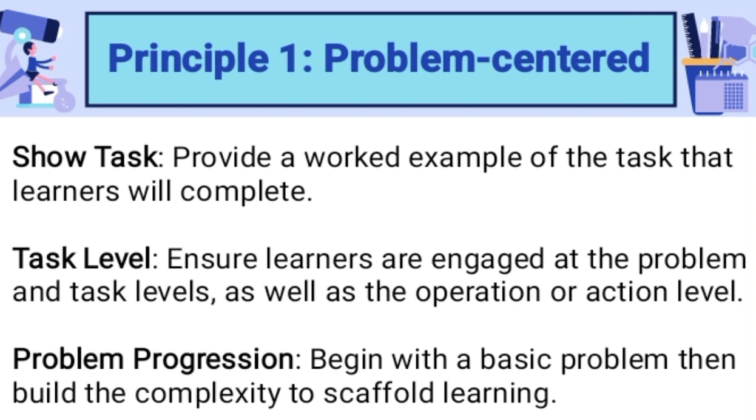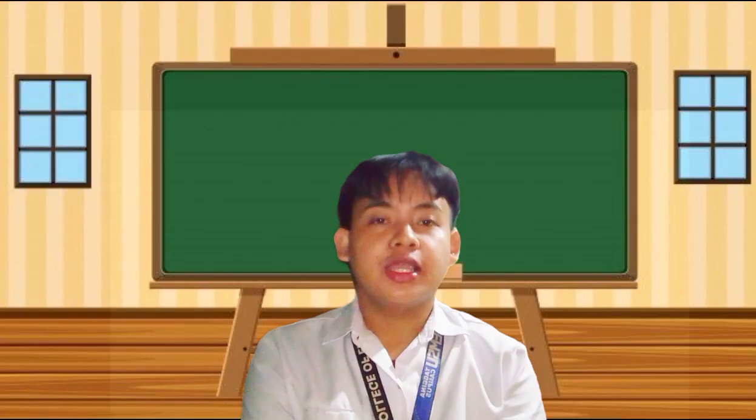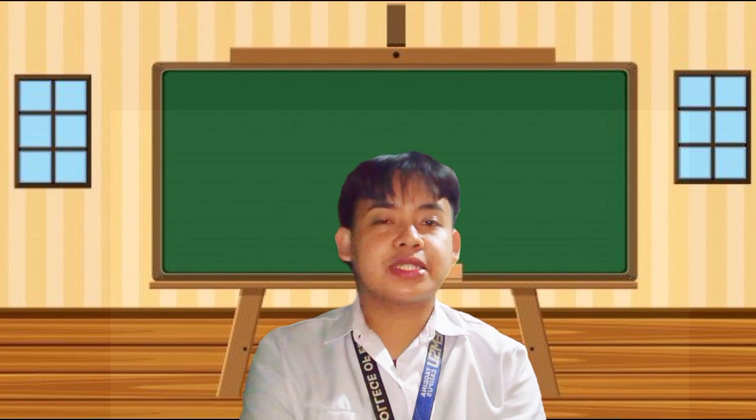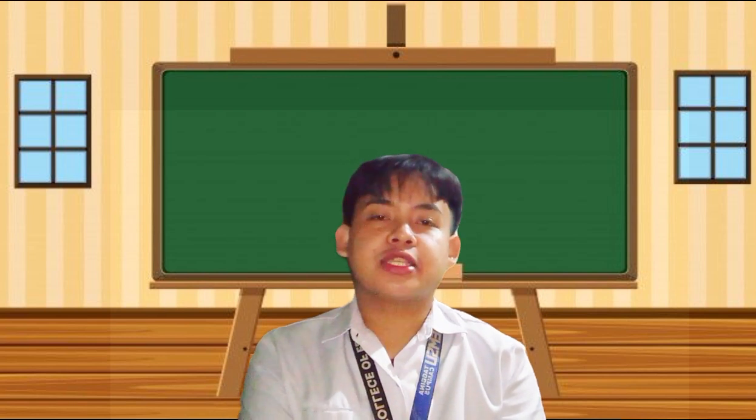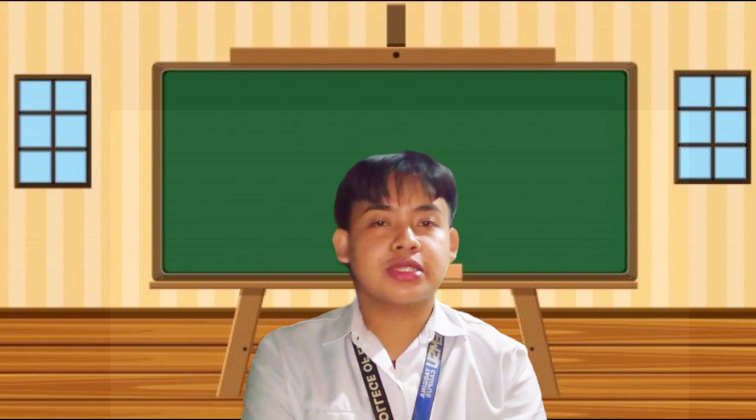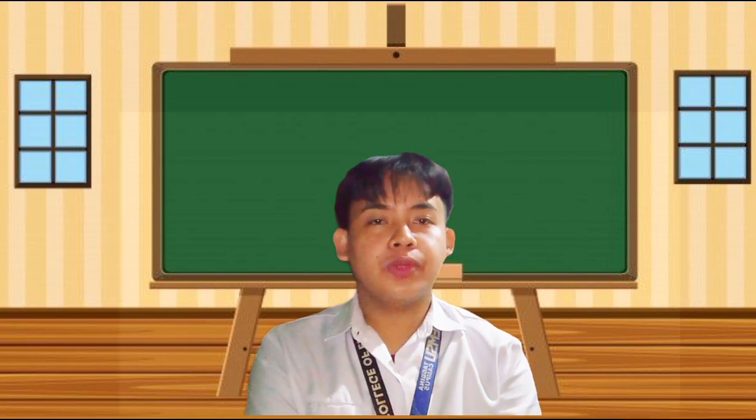Task level. Ensure learners engage at the problem and task levels as well as the operation or action level. Problem progression. Begin with a basic problem, then build the complexity to scaffold learning. Examples. Bring up examples from experience, use case studies, share real-world problems or tasks, like how to make a PowerPoint presentation.